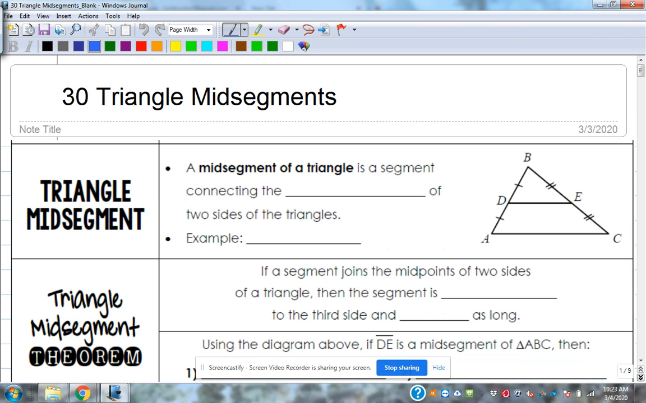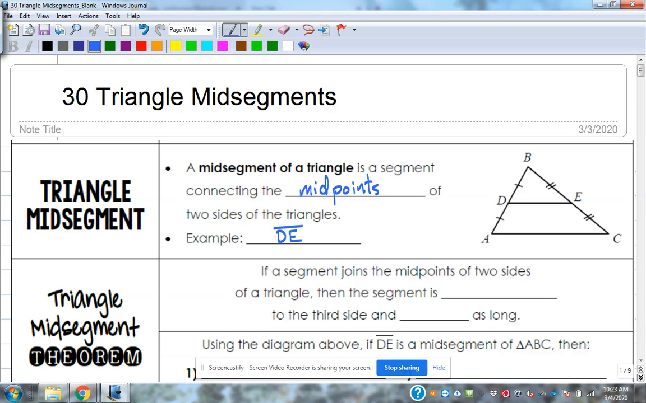The mid segment of a triangle is a segment connecting the midpoints of the two sides of a triangle. Okay, so connecting midpoints creates a mid segment. An example here is that DE is a mid segment of that particular triangle.